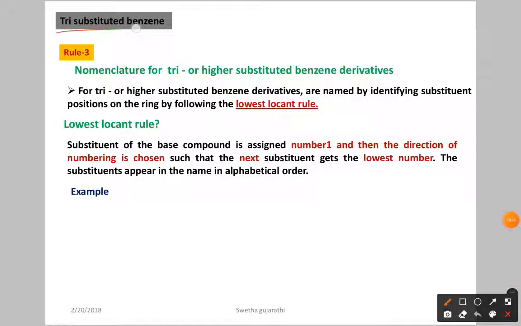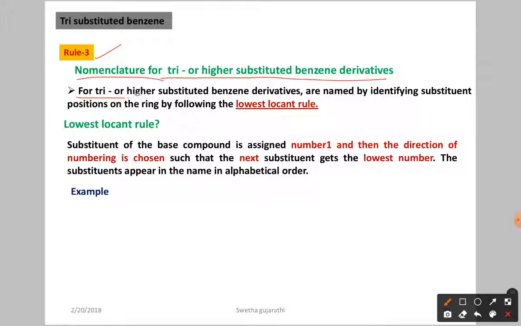Next, we have trisubstituted benzene, meaning we have three substituents on the benzene. Whatever the carbon is, this is the benzene ring, and somewhere, anywhere like that, we have three substituents. Now let us see the rule. What is the rule given here? Nomenclature of tri or higher substituted benzene derivatives.